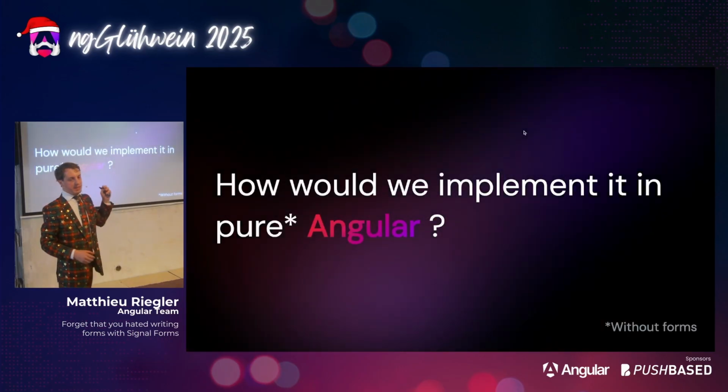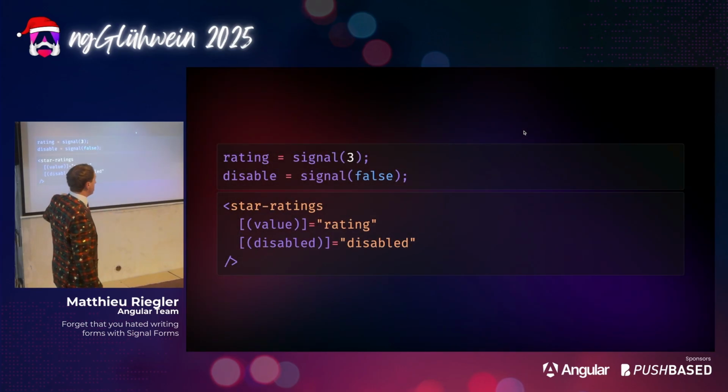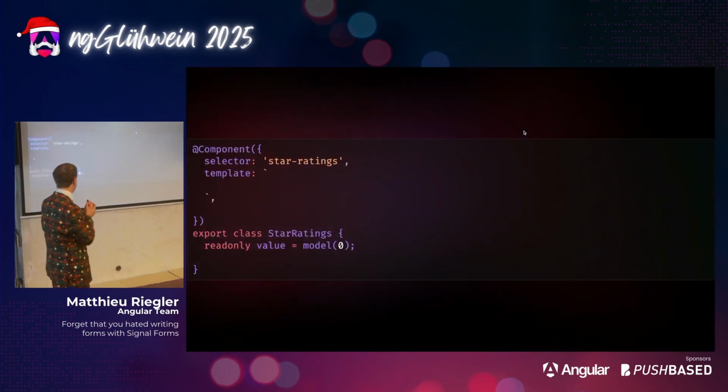How would you write that in Angular code without the signal forms? Basically, it would look like this. You say, okay, I have a rating. It's just a signal with a value, and if it's disabled, a signal true or false. And you would pass that to the function. You pass the value and pass disabled as an input. That's without any forms. That's just basic inputs and signals for your components.